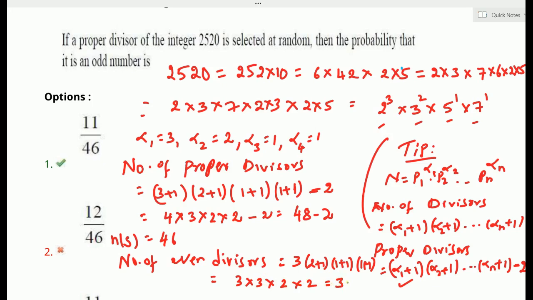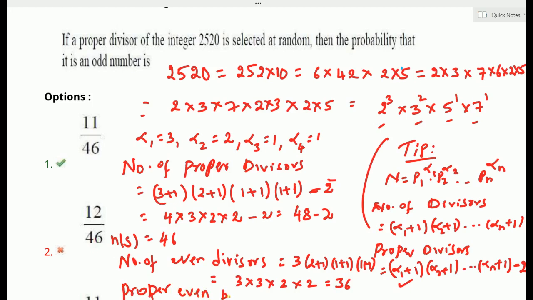36. ఓకే, ఇవి నెంబర్ ఆఫ్ ఈవెన్ డివైజర్స్. మనకు కావాల్సింది నెంబర్ ఆఫ్ ఆడ్ డివైజర్స్. టోటల్ నెంబర్ ఆఫ్ డివైజర్స్ ఎంత వచ్చింది? ప్రాపర్ డివైజర్స్ 46. నెంబర్ ఆఫ్ ప్రాపర్ ఈవెన్ డివైజర్స్ రావాలంటే 36 minus 1 చేయాలి. 36 minus 1 ఎందుకు? 2520 అనేది ఈవెన్ డివైజర్ కదా, అది యాక్సెప్ట్ చేయాలి, ఎందుకంటే ప్రాపర్ డివైజర్స్ అంటారు కాబట్టి. ఇప్పుడు ప్రాపర్ ఈవెన్ డివైజర్స్ అంటే ఇందులో నుంచి 1 తీయాలి.